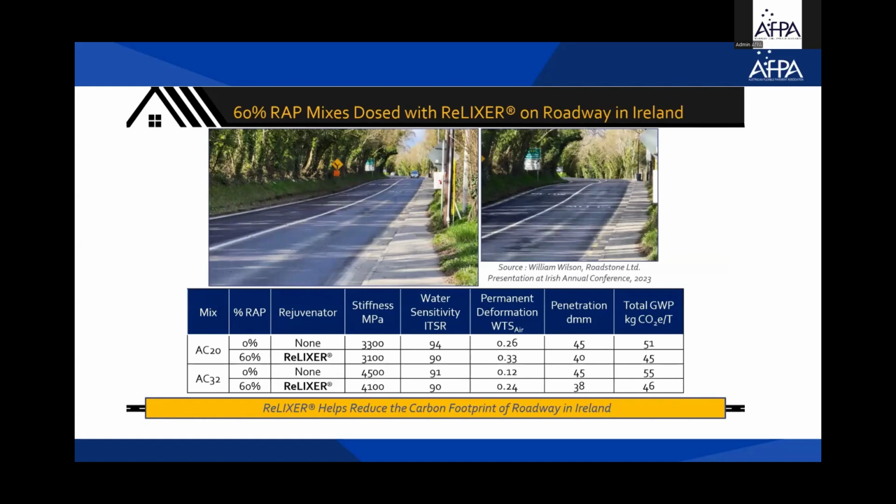With that, let's shift continents. This is a trial roadway in Ireland, written about and presented in the Irish annual conference proceedings of 2023. Two different mixes, one made with AC20 binder and one made with AC32 binder. And again, each of them tested two cases, the 0% RAP case versus the 60% RAP rejuvenated with Relixer for both the AC20 and the AC32.